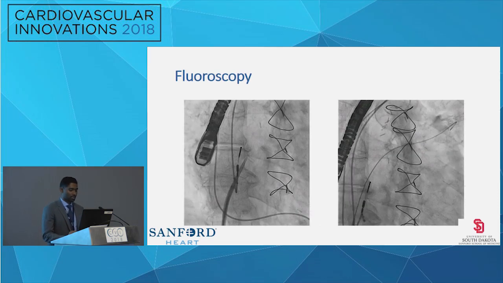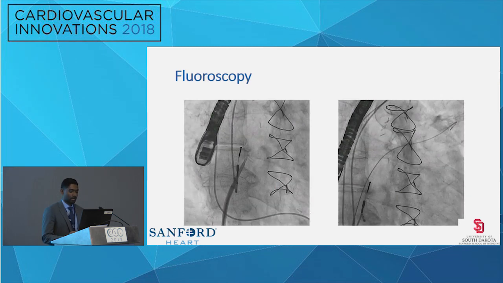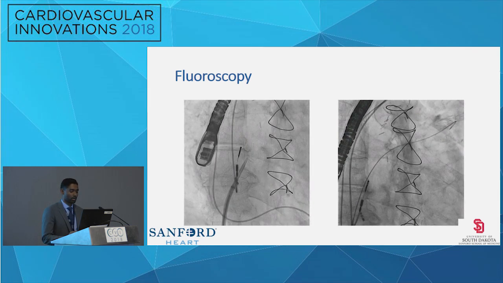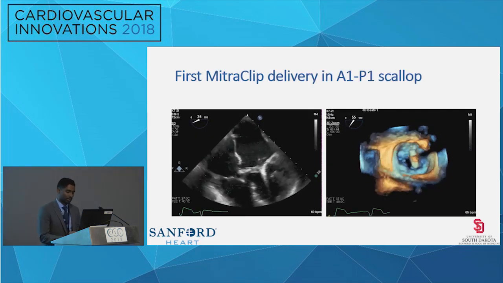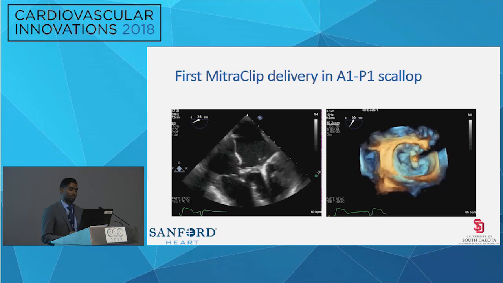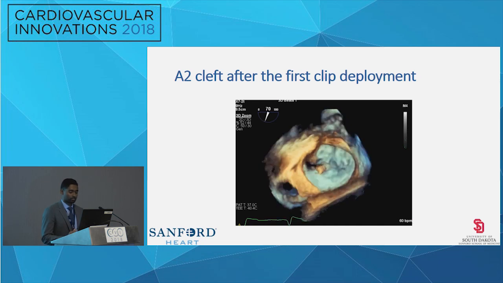And this is the fluoroscopy. As you may see, the Amplatzer septal occluder and the MitraClip steerable guide catheter, and then the stiff Amplatzer wire is in the left upper pulmonary vein. And the first MitraClip was implanted at the A1P1 scallop, and then the patient still has a pretty significant opening.